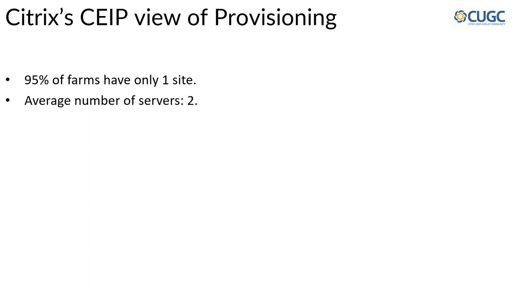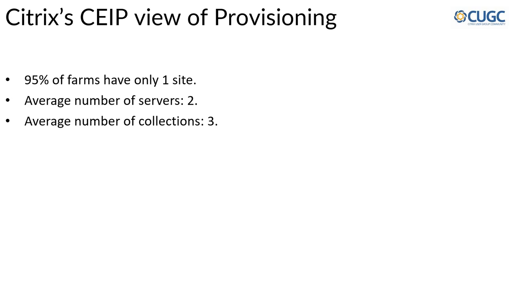And from that data, let me have a quick look at the stats. There were just shy of 9,000 unique Citrix Virtual Apps and Desktops instances and about 5,500 PVS farms. I would expect that 95% of farms only have one site.